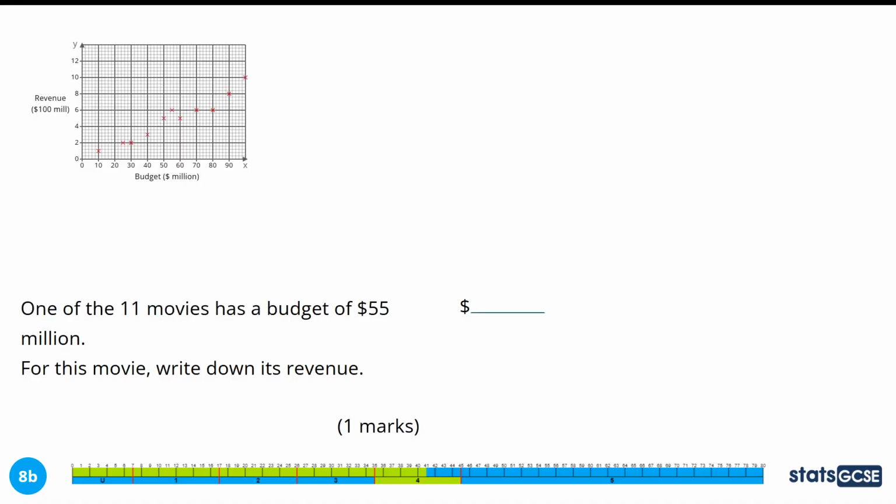If I draw a line up from 55, we can see that this line crosses over one point, this point here. I can then draw a line across to find that the revenue is this 6 here. But what does that 6 represent? The revenue is in hundreds of millions of dollars. So that 6 represents $600 million.